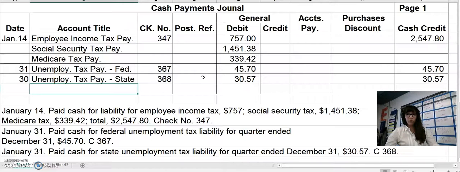Federal income tax is fine. Don't double that one. That would be incorrect. Medicare and Social Security, make sure you do that. Otherwise, you should be good.